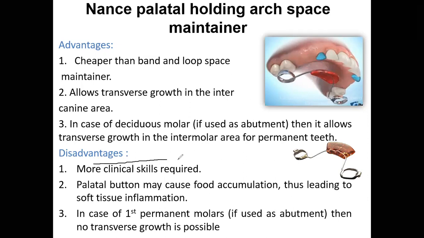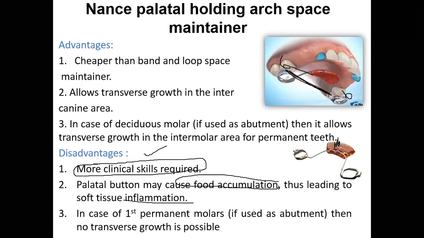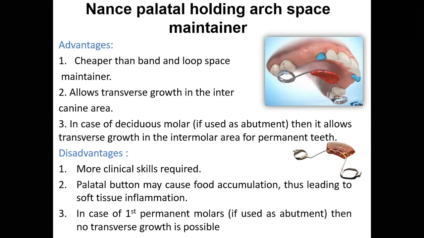Now we're talking about disadvantages. As I said, skill is required to place this appliance. The palatal button will irritate the patient. It will cause food accumulation, which will lead to inflammation of the soft tissue. If the first permanent molar is used as the abutment, transverse growth is not possible. For example, if you are using the 6 as an abutment, there can be hindrance in transverse growth, because this arch or wire will not permit transverse growth in this region. So this is its drawback. It does allow intercanine growth, but it hinders transverse growth at the first permanent molar region.